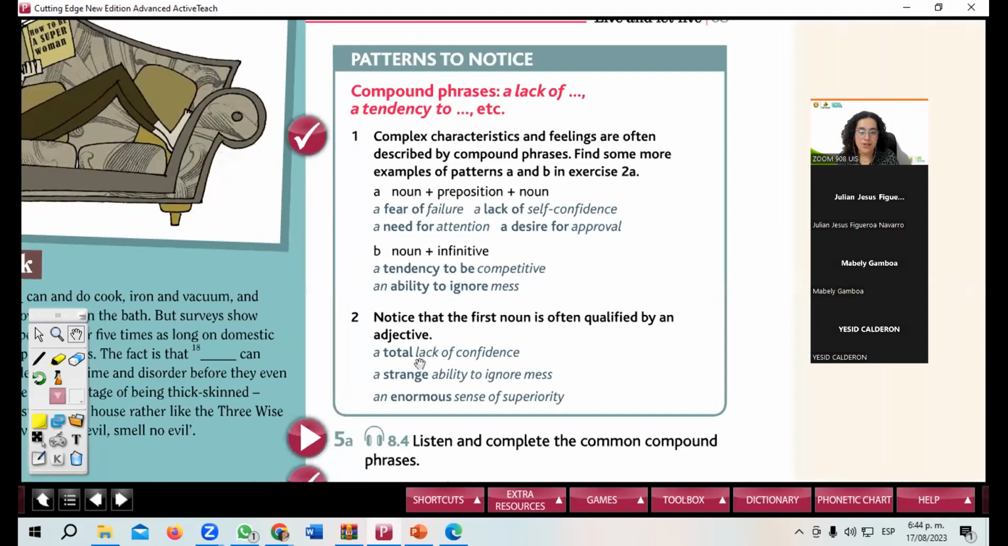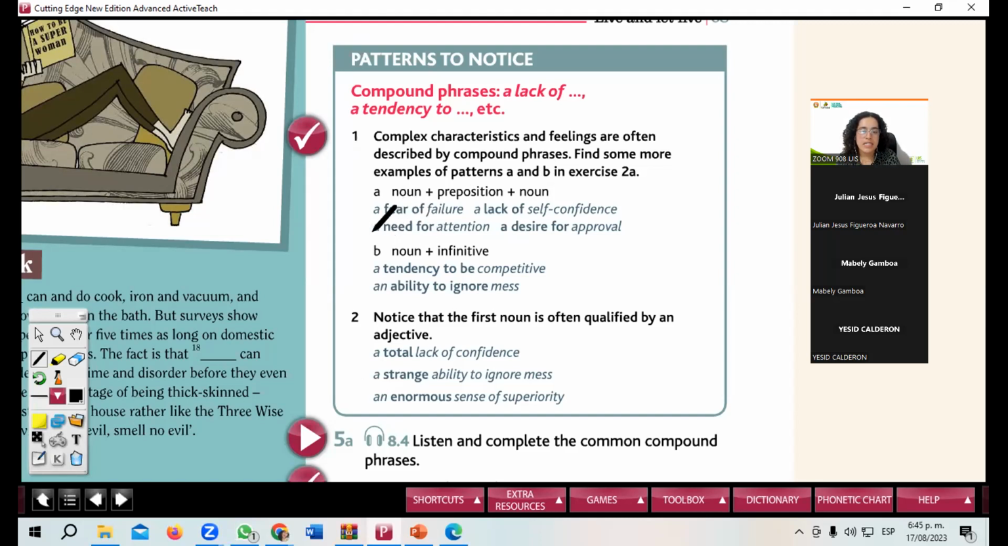So let's take a look at the patterns to notice using that vocabulary. This refers to more complex characteristics and feelings, okay? They are not described with only one word, but we use some compound phrases. Here we have examples of these patterns. For example, a noun plus a preposition plus a noun. The first is fear, miedo. This is a noun, a fear, preposition of, and another noun, failure. Noun, preposition, noun. A lack, this is a noun, of the preposition, self-confidence. This is also a noun.